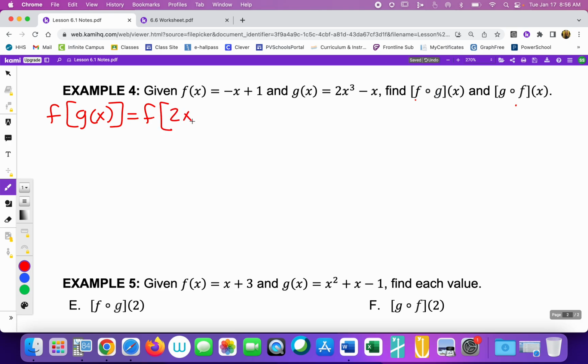2x cubed minus x. So that took the place of g of x because they are equal. Okay. Now where is the g of x function going? It's going into the f function. So we're plugging this in here now, wherever there's an x. Now that negative sign goes out front, so use parentheses. So negative (2x cubed minus x) plus 1. So this is where that x was. So it's negative x plus 1.